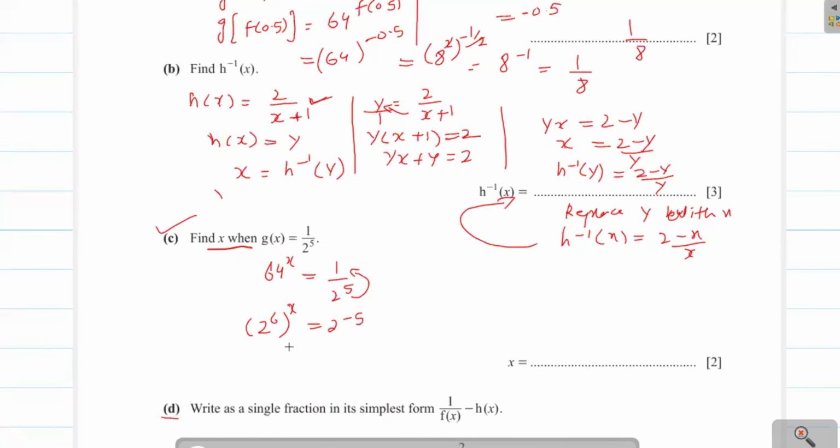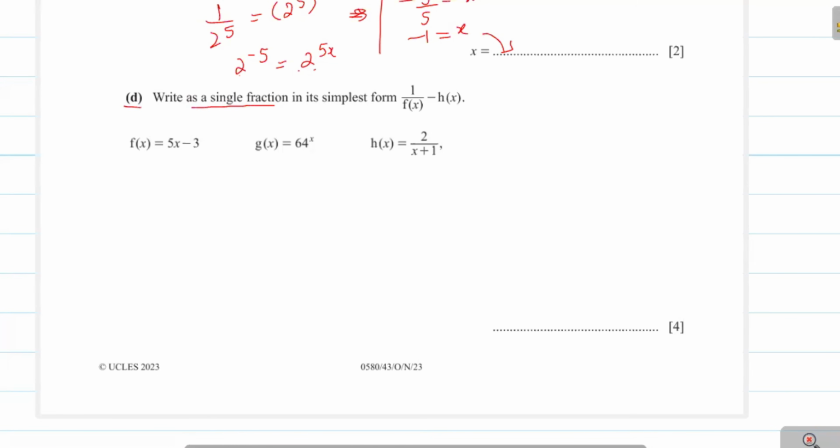So 2 power 6 into x, and this can be written as 2 power 6x equal to 2 power minus 5, and therefore 6x equal to minus 5 because both are having the same base. Therefore, x will be equal to minus 5 over 6. This is the answer.